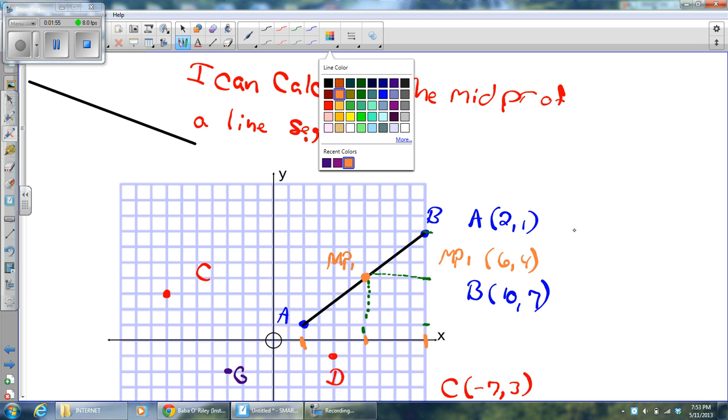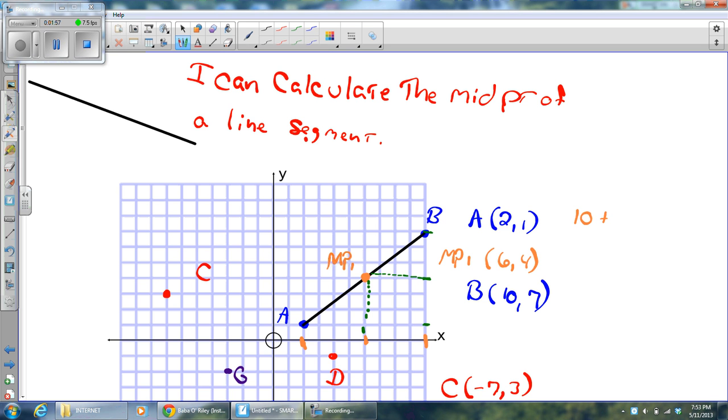I'll bet some of you are thinking right now, hey, if I go 10 plus 2, I get 12, and then I divide it by 2, I get 6. And if I take 7 plus 1, I'll get 8. Cut that in half, I'm going to get 4. And the midpoint was at (6, 4). What did we do? Well, we just averaged the x's, and then we averaged the y's. That's all you have to do.